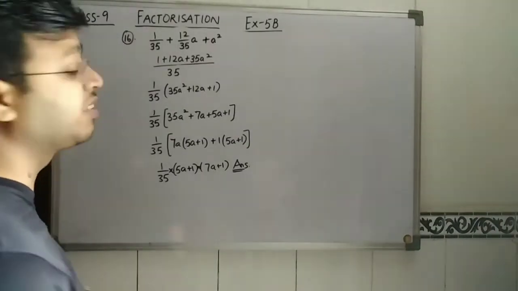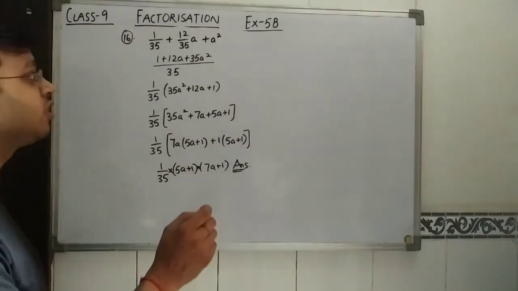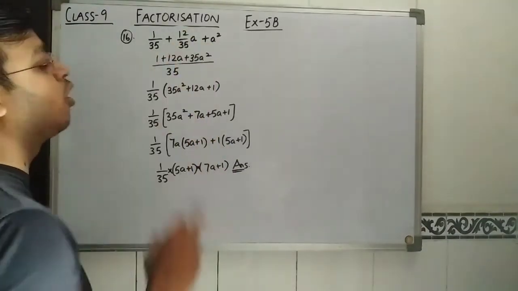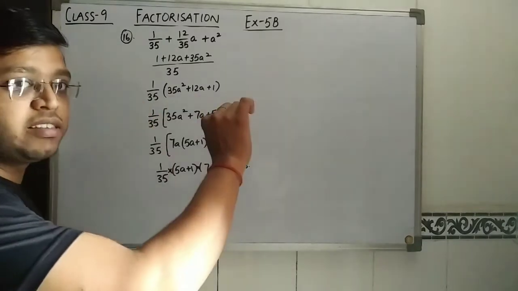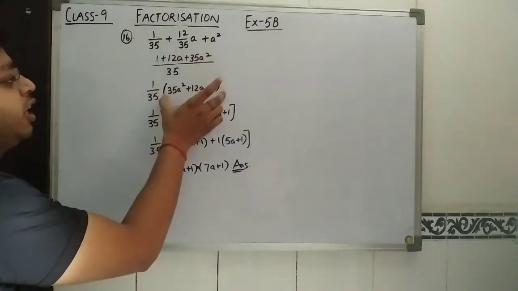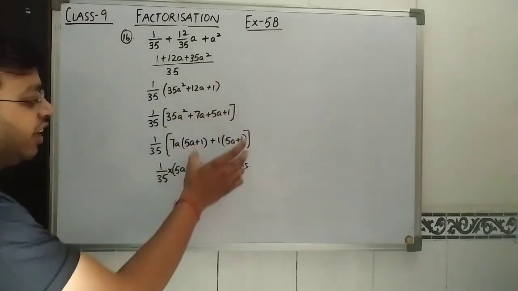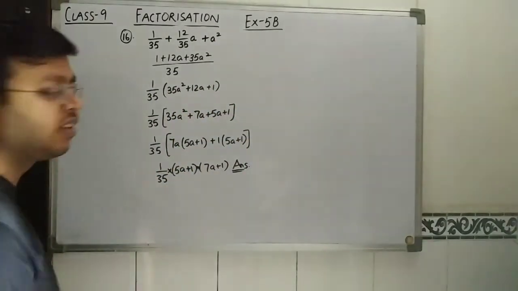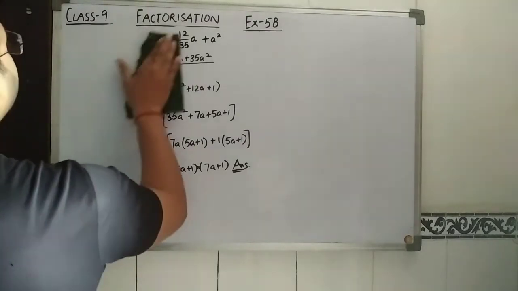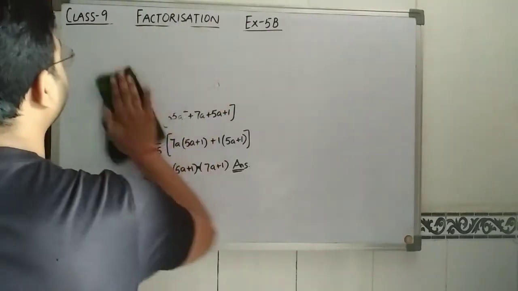So this is question number 16. If such questions come in front of you, where there is a denominator in two terms but not in the third term, then you have to take LCM. After that, you have to keep the denominator separate. The numerator you have to solve only. So the numerator we have solved and the 1 upon 35 is separate. This is question number 16. Now we are coming to question number 17.